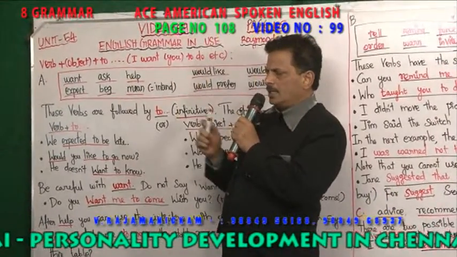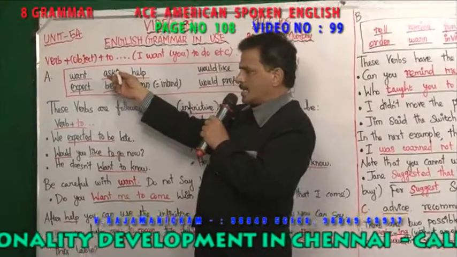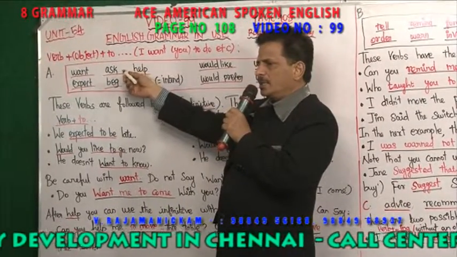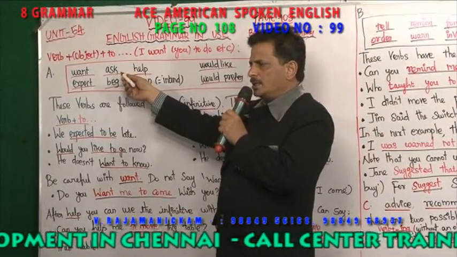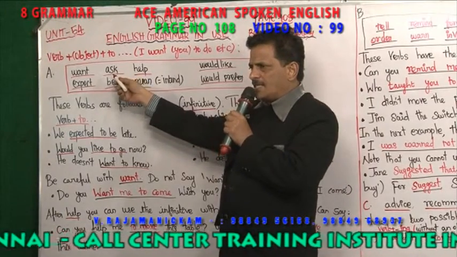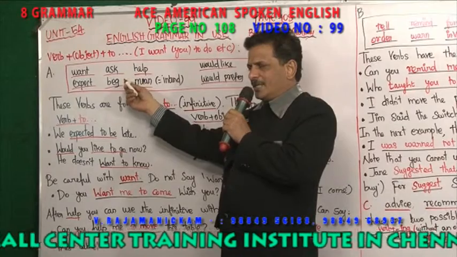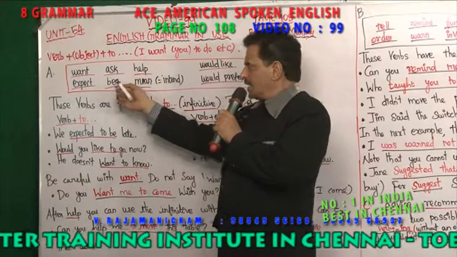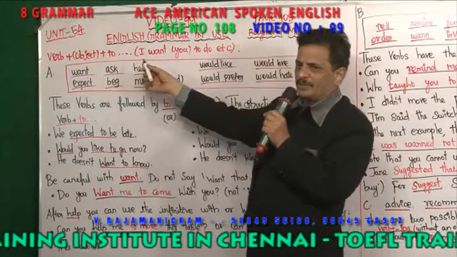So, these verbs, want, ask. He asked me to help him. After ask, object me, then after me, to plus present tense verb, right? In this order, you can use it with these verbs.